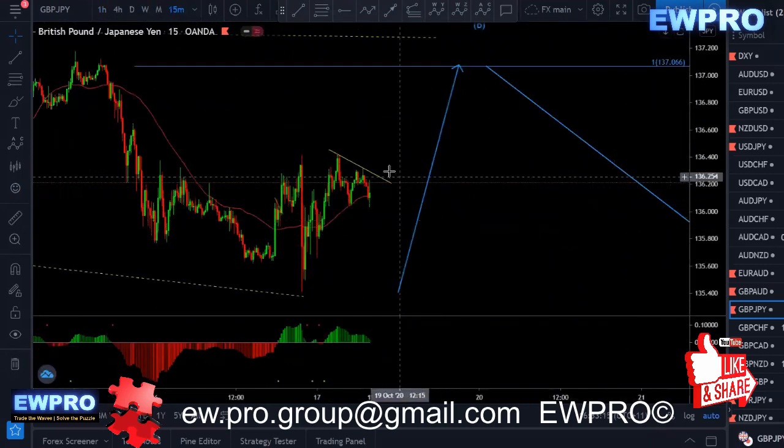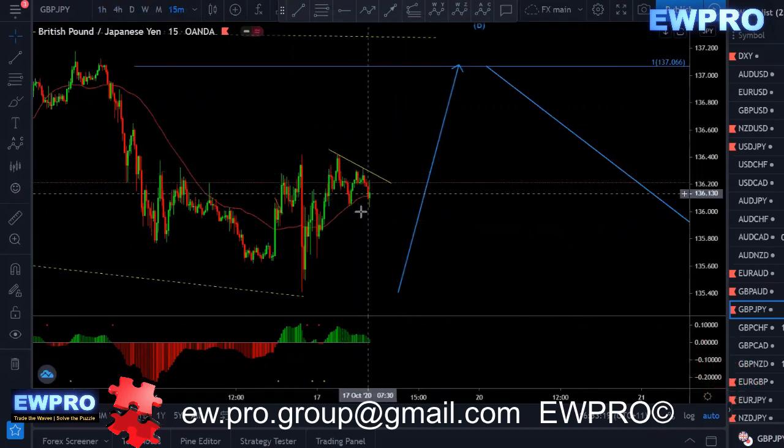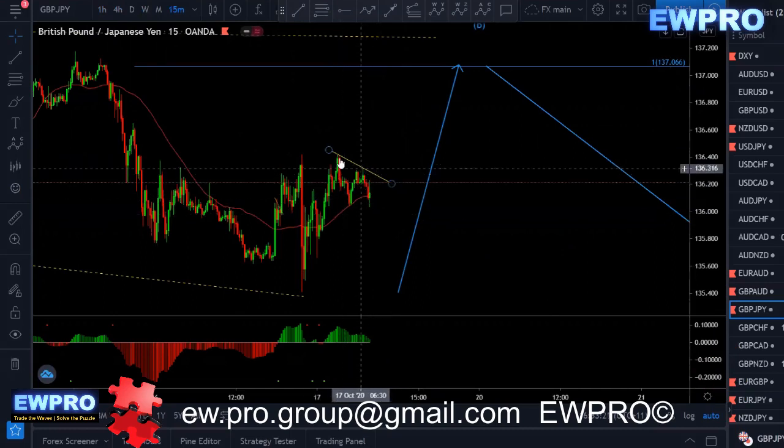On the M15, you can see that we're getting a little flag here. So you could trade that while it's still a flag. You can trade that.